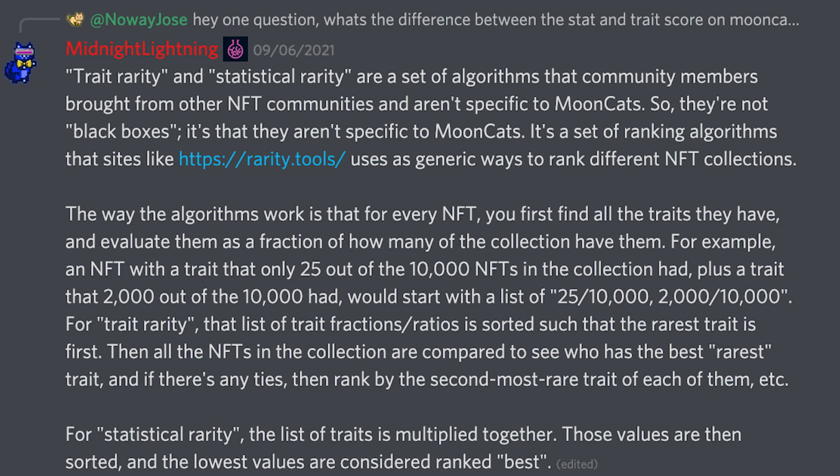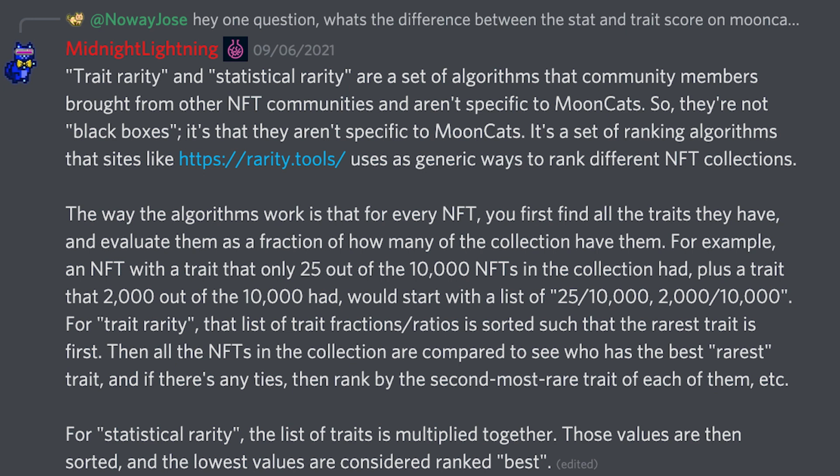So trait rarity and statistical rarity are a set of algorithms that community members brought from other NFT communities and aren't specific to MoonCats. It's a set of ranking algorithms that sites like Rarity Tools use as a generic way to rank different NFT collections. The way the algorithm works is that for every NFT you find, you first find all the traits that they have and evaluate them as a fraction of how many of the collection they have.